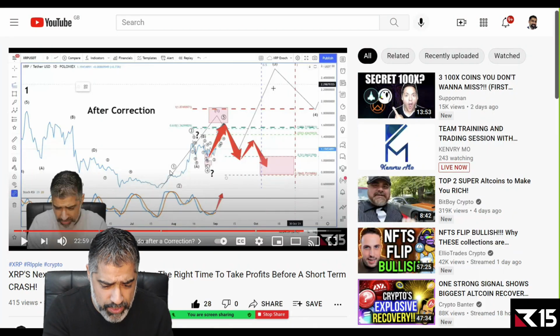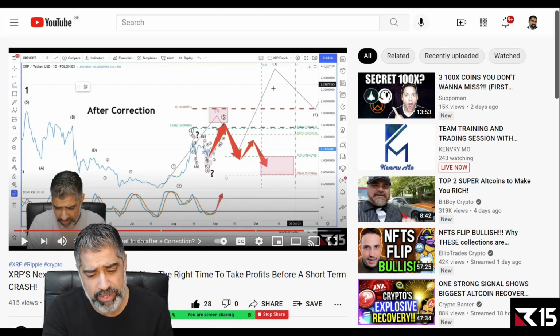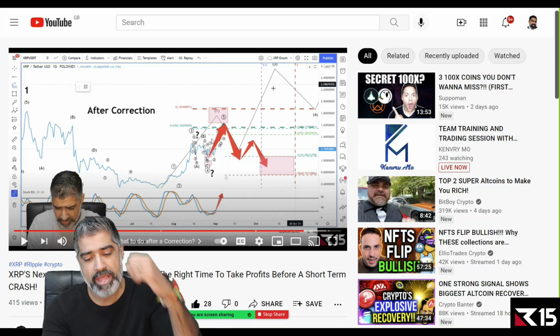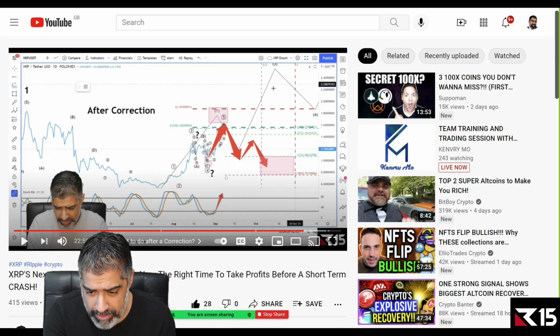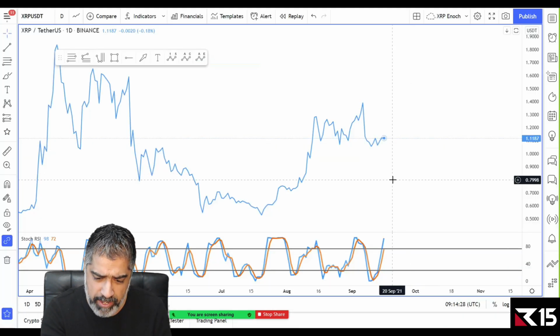So here we saw a nice 1, 2, 3, and what we said was a 4, and this arrow to the upside, it said, look, we should expect a next leg up before we see a correction. So let's see how it unfolded. So let's jump into a live chart of XRP.